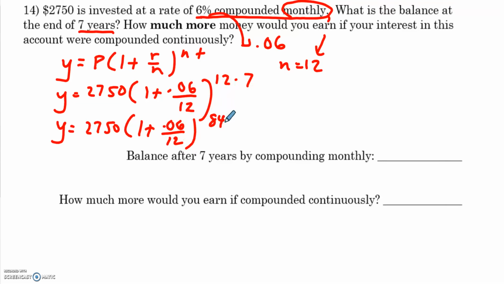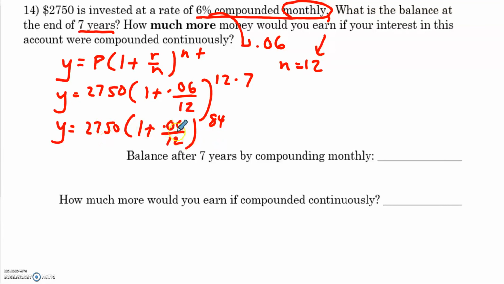Now, as a suggestion to you, when you're plugging it into your calculator, because a lot of things get messed up with parentheses in your calculator, in this order, I would do 0.06 divided by 12 first, and feel free to do this with me. Then I would add 1, and please don't take anything out of your calculator. Then I would raise all of that to the 84th power, and then I would multiply by 2,750.